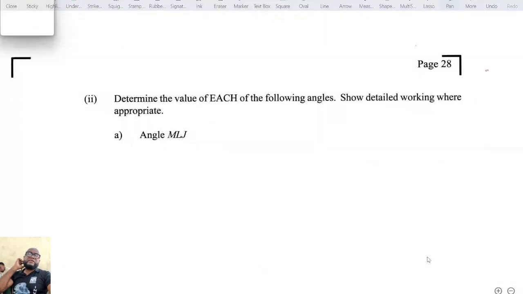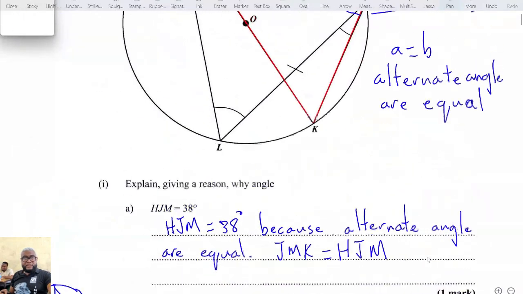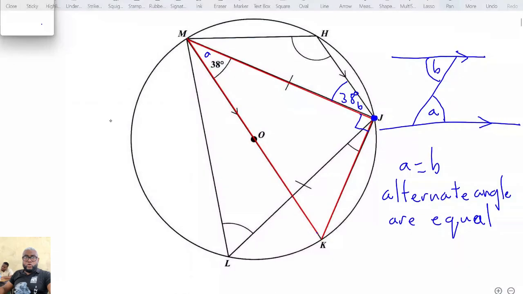They said determine the value of each of the following angles. Show detailed workings where appropriate. So let's locate angle MLJ. You're starting at M, going to L, and going to J. You all see that? M to L to J is this angle here. Now, how are we going to find this angle? Let me hear all the ideas.